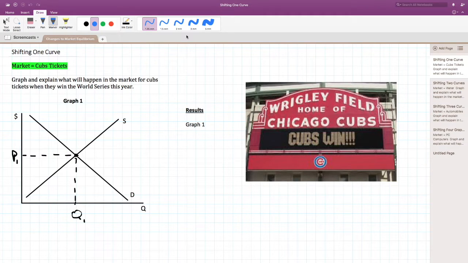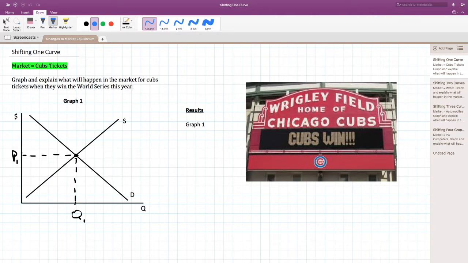All right, so now I'm going to demonstrate how to solve some of these problems. So the first problem that I'm going to demonstrate is simply shifting a single curve, okay? So first thing you have to identify is what's the market you're looking at, okay? So this is a sample problem you might get. Graph and explain what will happen to the market for Cubs tickets when they win the World Series this year. So the market is Cubs tickets.